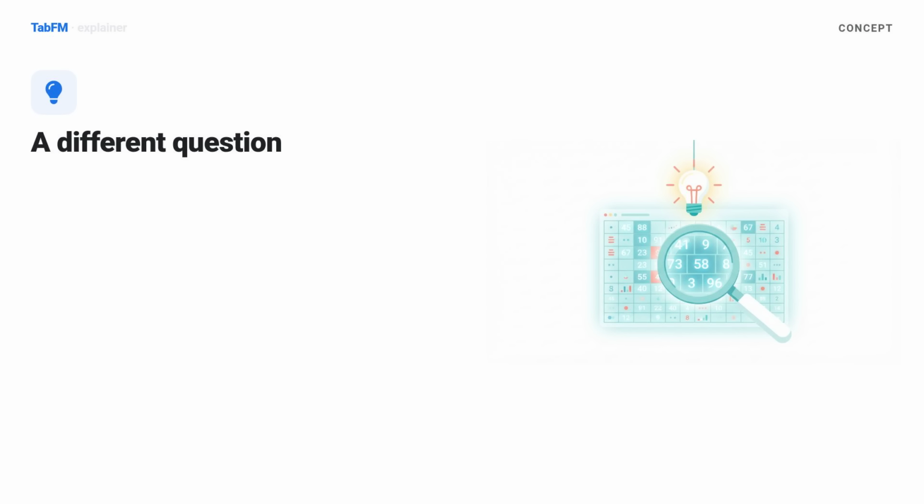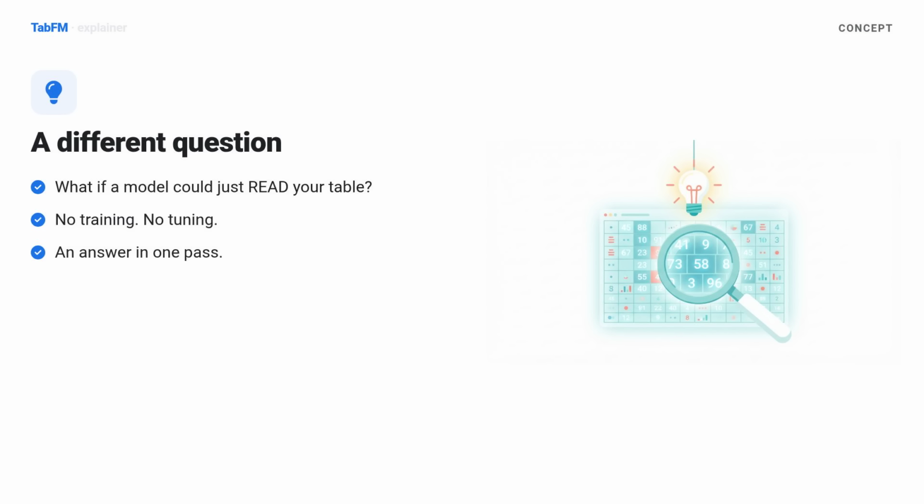So here is a different question. What if a model could simply read your table, the way a language model reads a paragraph, and give you predictions directly? No training on your data, no tuning, just an answer in a single pass.